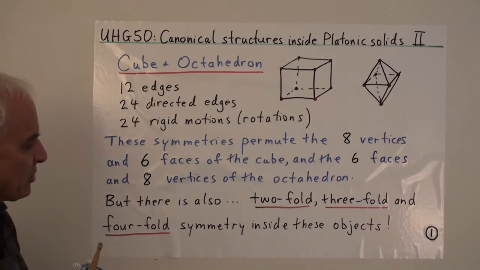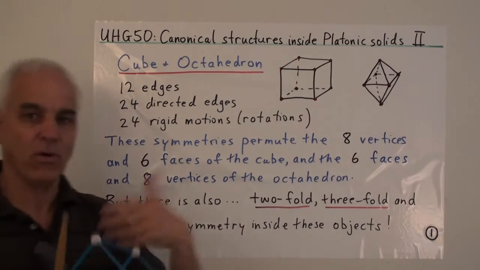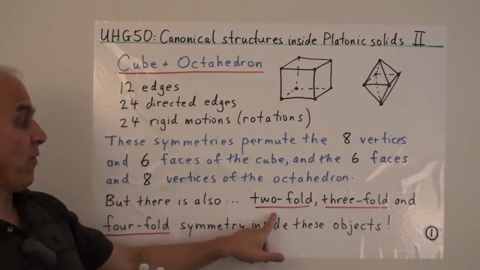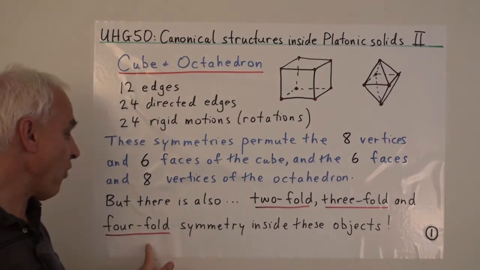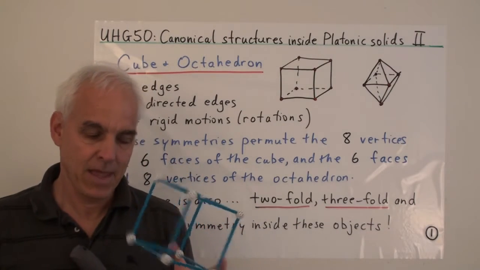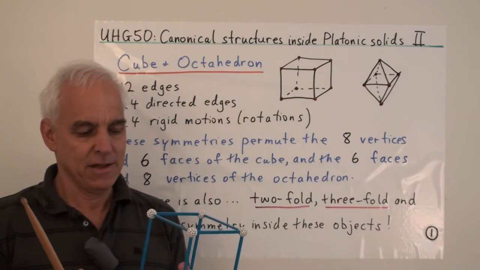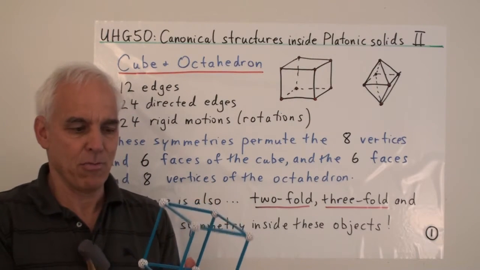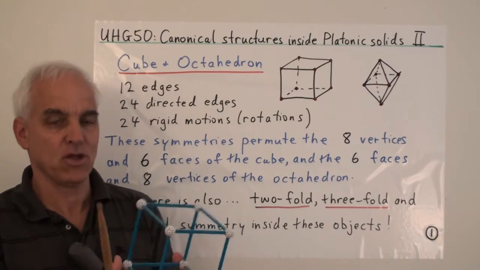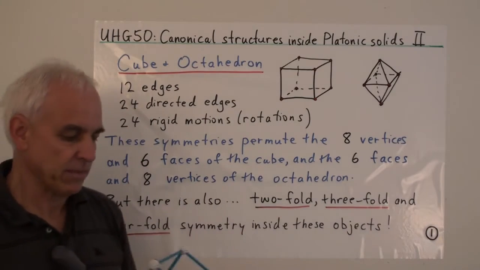But surprisingly, there's also not just 8 and 6 and 12-fold symmetry in the cube. There's also 2-fold, 3-fold, and 4-fold symmetry inside these objects. These are simpler kinds of symmetries, more basic, more elementary things that we can find inside, say, the cube. So that's what we're going to look at today. We'll start off with 2-fold symmetry.